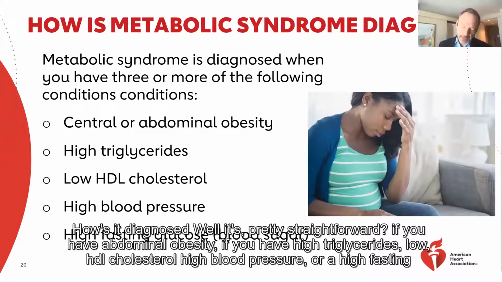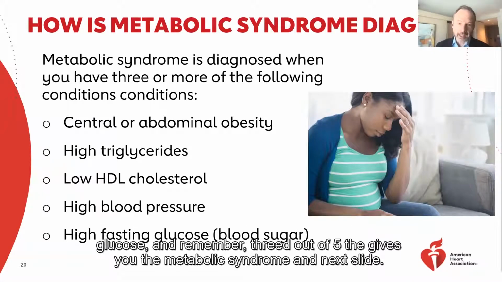How's it diagnosed? Well, it's pretty straightforward. If you have abdominal obesity, if you have high triglycerides, low HDL cholesterol, high blood pressure, or a high fasting glucose, and remember, 3 out of 5 gives you the metabolic syndrome.